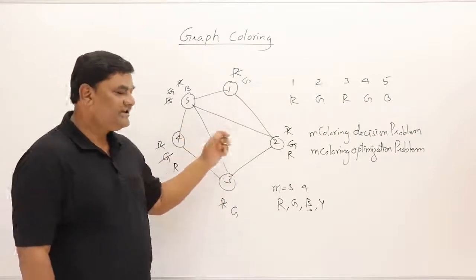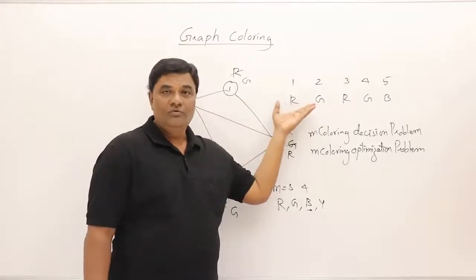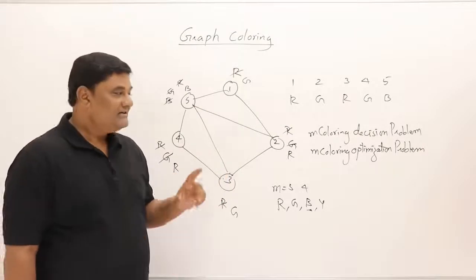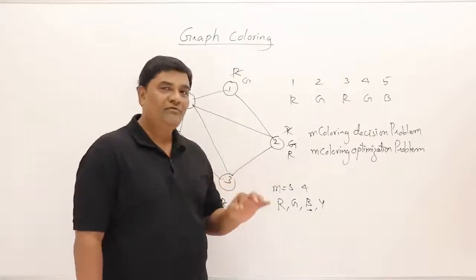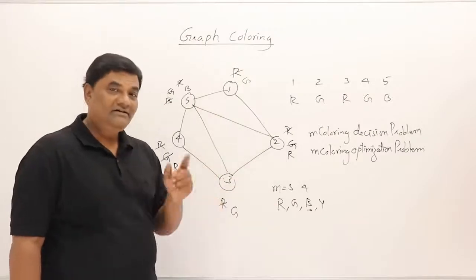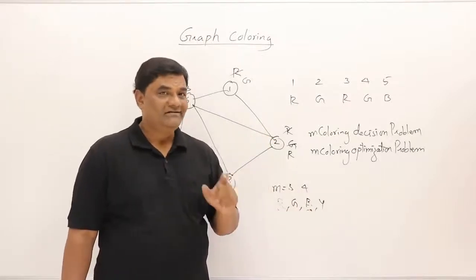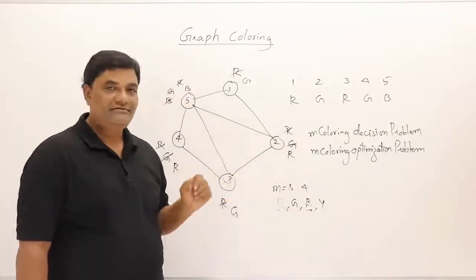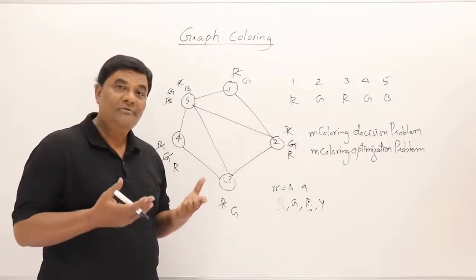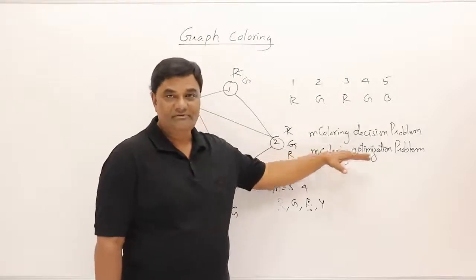One is if a graph is given and the colors are given, we want to know in how many ways the vertices can be colored. What are the possible colorings? This is one type of problem. Second thing is colors are given, we just want to know whether the graph can be colored with those colors or not. And the third thing is colors are not given, we just want to know the minimum number of colors required for coloring this graph. So before we start coloring, first of all we need to know the minimum number of colors we should have. So for that we go for the optimization problem.